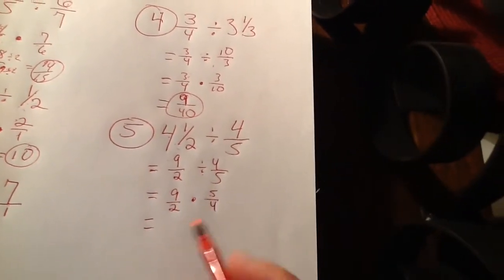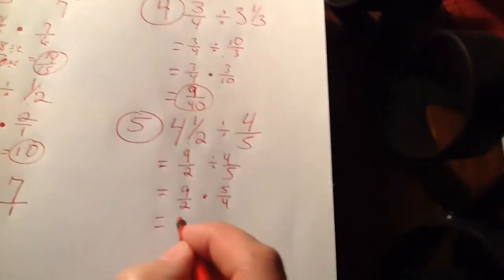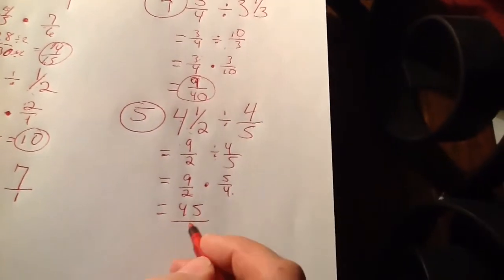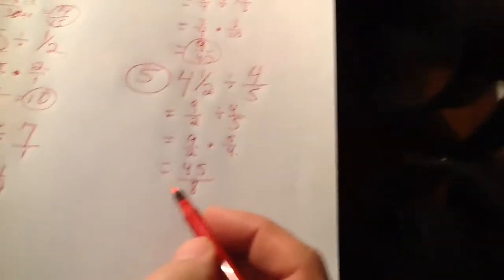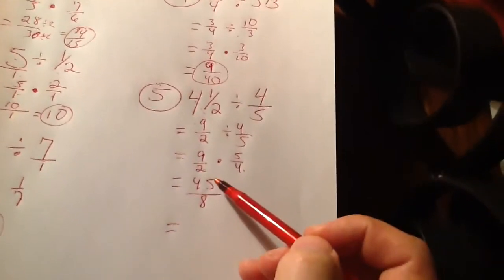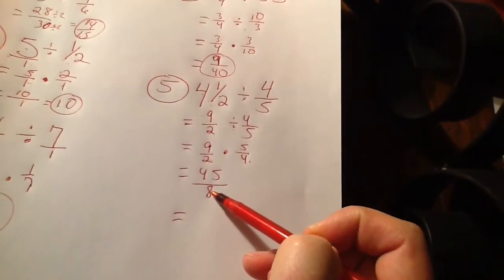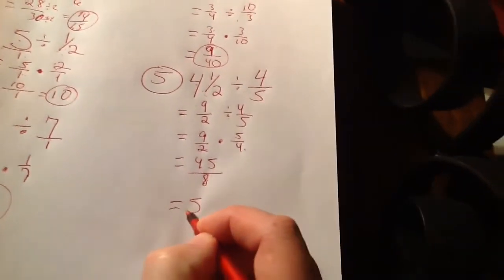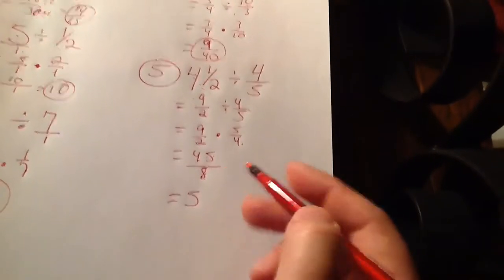Now we're just going to multiply straight across. 9 times 5 is 45. 2 times 4 is 8. Now you can leave it like that depending on your teacher, but we can reduce that, okay? So this says 45 divided by 8. Okay? So we know 8 is going into 45 5 times. That's your whole number, with 5 left over.